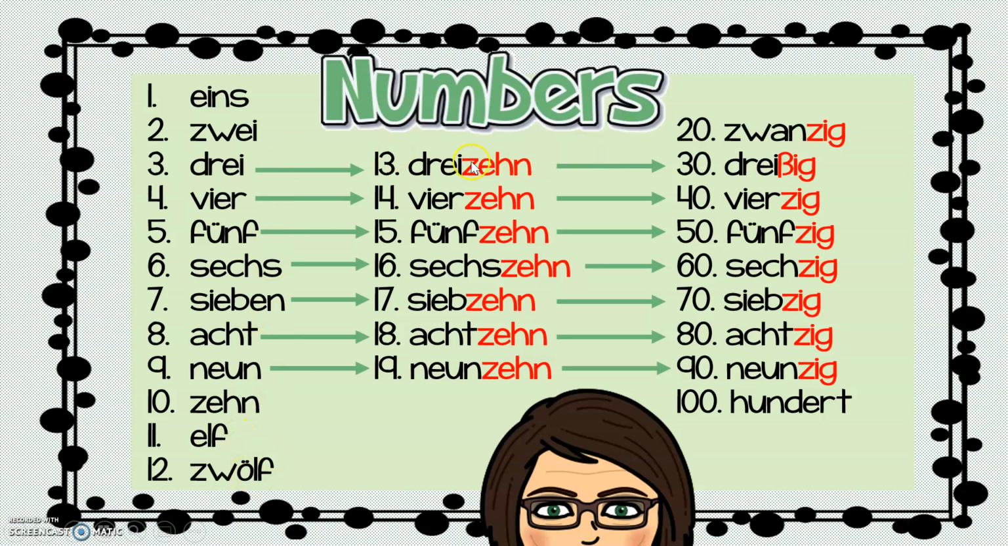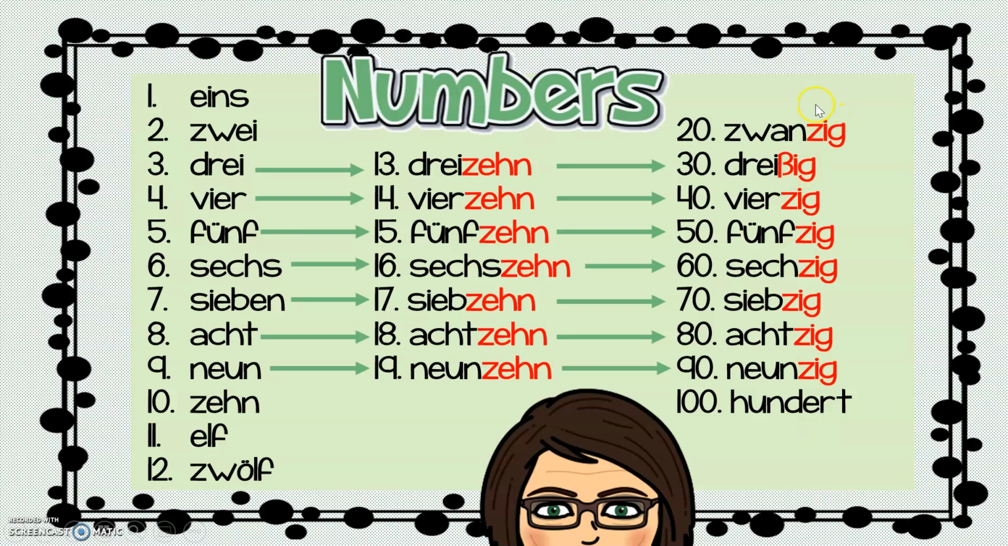Now we're going to talk about the teen numbers. In English, we say teen after each one: 14, 15, 16. In German, they do the same thing. 3, 3. But instead of saying teen, they say 10. 13, 14, 15, 16, 17, 18, 19.